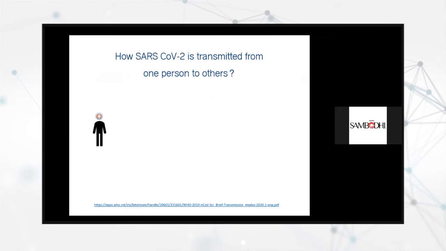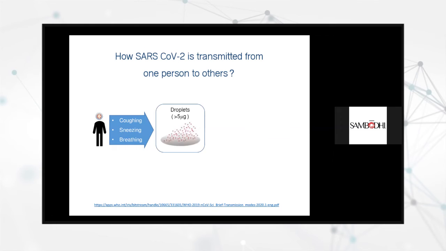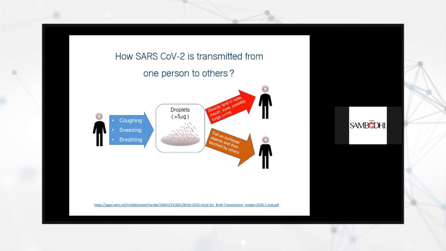Before moving to the preparedness and response to COVID-19 in Cambodia, let me also briefly share two slides about the basics of SARS-CoV-2 transmission. From an infected person, through coughing, sneezing, breathing and talking, droplets can get out and land directly in the nose, mouth, eyes, and possibly lungs of other people. Or if they cannot land directly on another person, they can also fall on a surface or object that other people can touch and get infected.